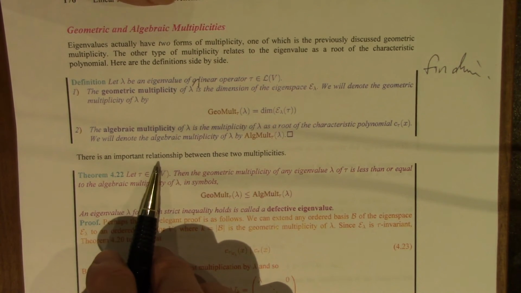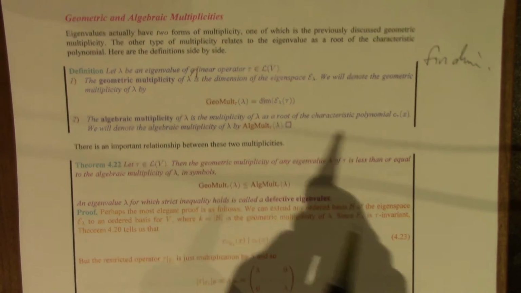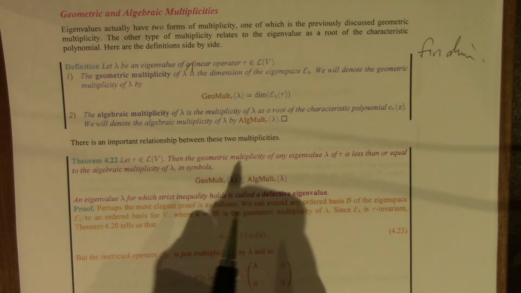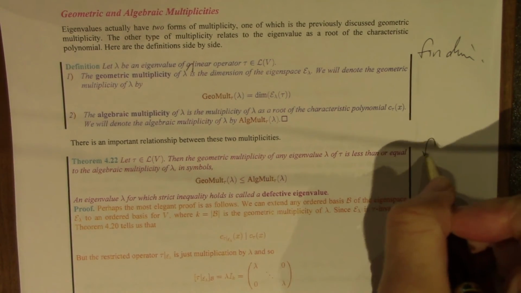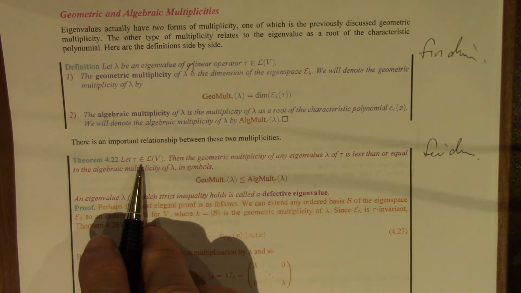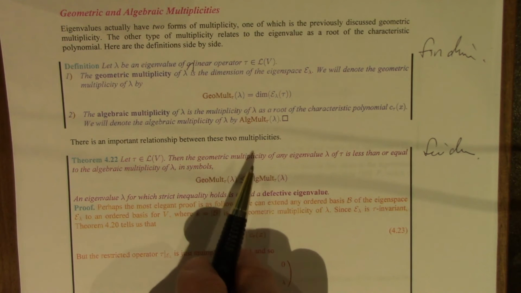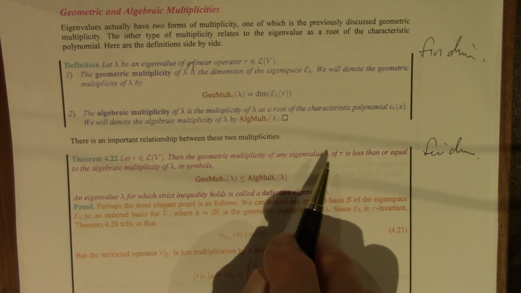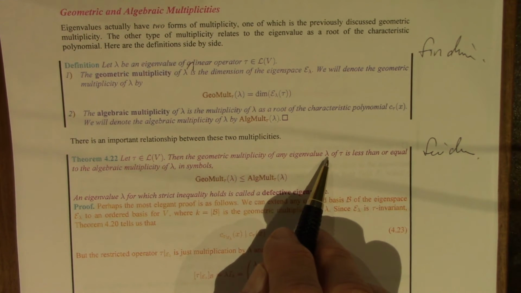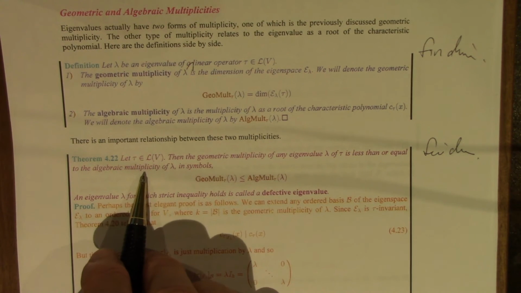There is an important relationship between these two multiplicities. And again, we need finite dimensional here. If tau is a finite dimensional linear operator, then the geometric multiplicity of any eigenvalue is less than or equal to its algebraic multiplicity.